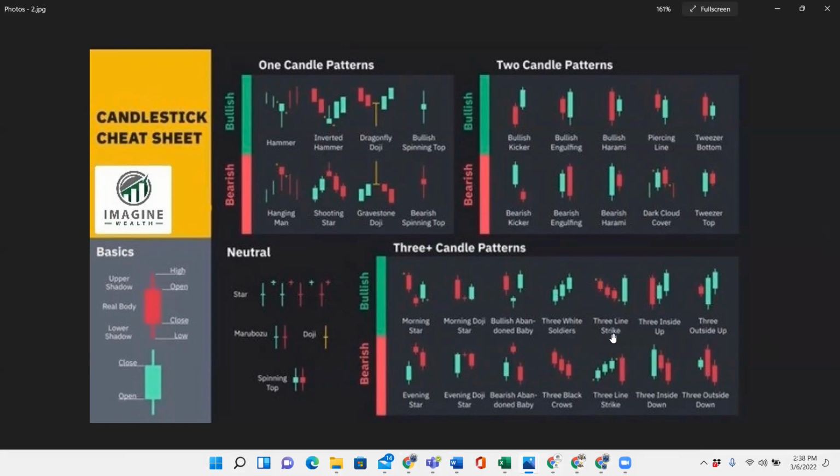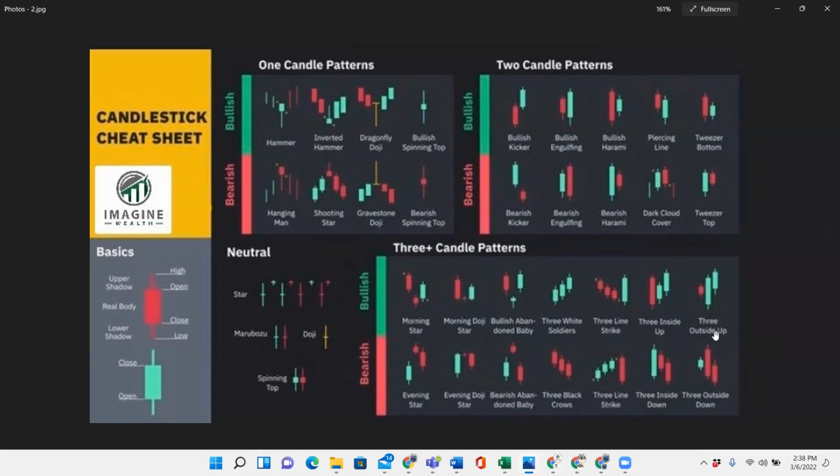We have the 3 line striker. We have the 3 inside up. We have the 3 outside up. We also have the evening star. We have the evening doji star. We have the bearish candle over here. We have three black crows. I trade off with the three black crows myself. We have the three line striker. We have the three inside down. We have the three outside down.